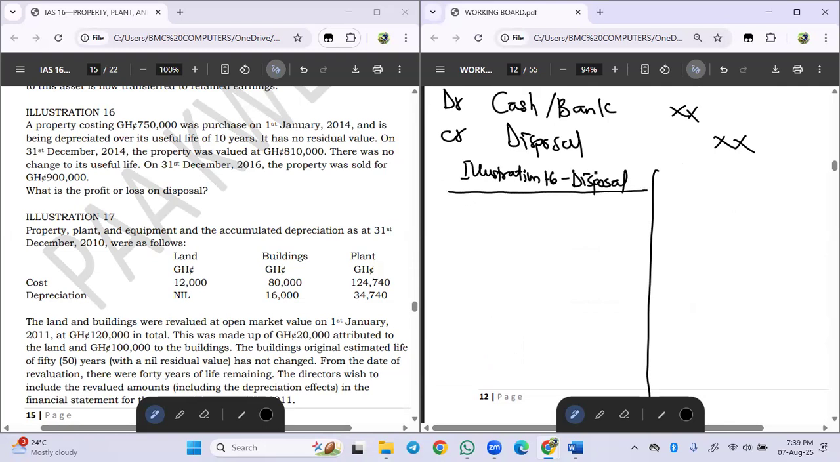A property costing 700. Okay. A property costing 75,000 was purchased on 1st January 2014. Is this 750,000 or 7,500? Come again. You got the figure wrong, so I was just correcting your figure. Please read. Okay, will you continue?